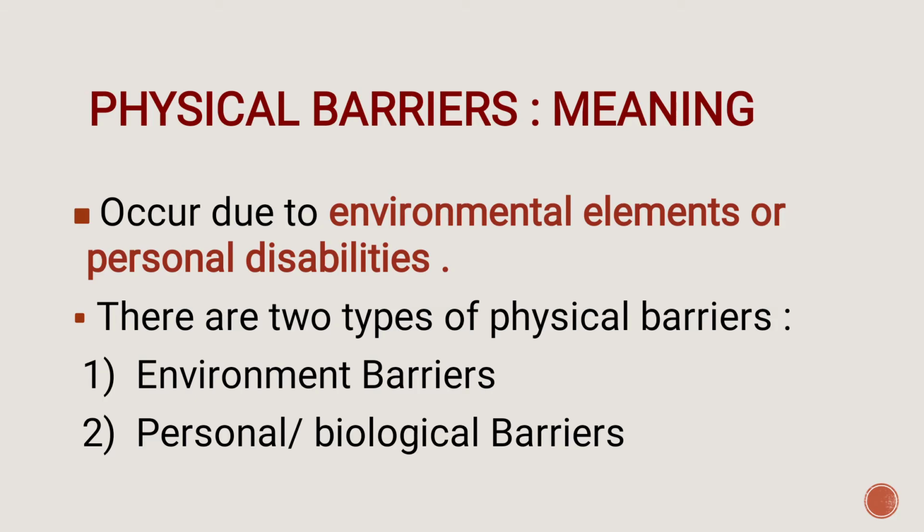Now the next communication barrier which we will be taking into consideration here is physical barriers. Let's just see first its meaning. It occurs due to environmental elements or personal disability. So there are two factors which contribute to physical barriers, and those are environmental elements or personal disabilities. There are two types of physical barriers, that is environmental barriers and personal or biological barriers.